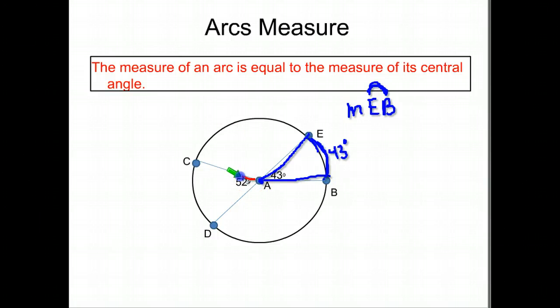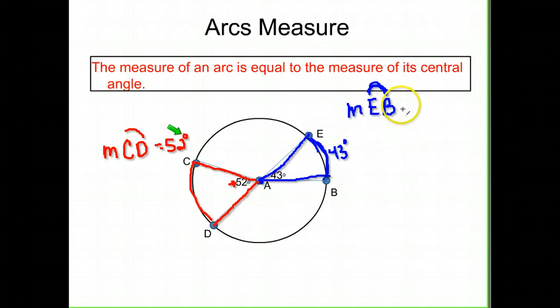Okay, so again over here, this angle coming from A cuts out and makes this arc from C to D. That's the arc from C to D. And we can say the measure of arc CD is the same as the angle it comes from. Its arc measure is 52 degrees. And again, EB's arc measure was 43 degrees.